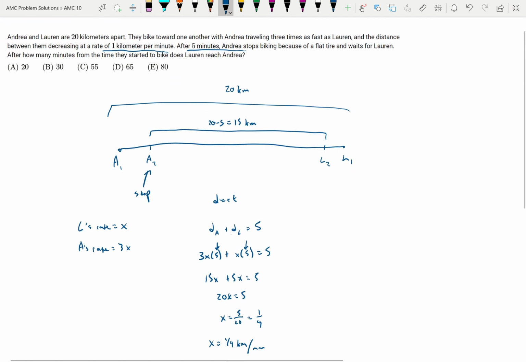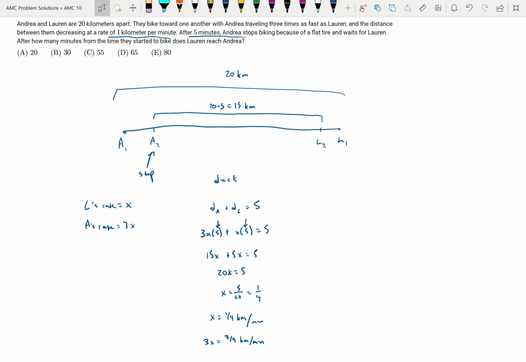So we're just asked, after how many minutes from the time they started to bike does Lauren reach Andrea? So first, after 5 minutes, they're 15 kilometers apart. So Andrea's going to stop. Andrea's not biking anymore. So I just need to find out the time it takes Lauren to go 15 kilometers.